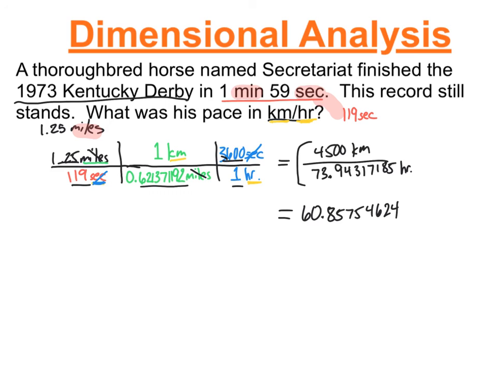And that will be 60.85754624. And it is possible to have a fraction of a kilometer and a fraction of an hour. So I can have a fraction of a kilometer per hour. So I can say, let's say it's 60.86 kilometers per hour. That's how fast the horse Secretariat ran.